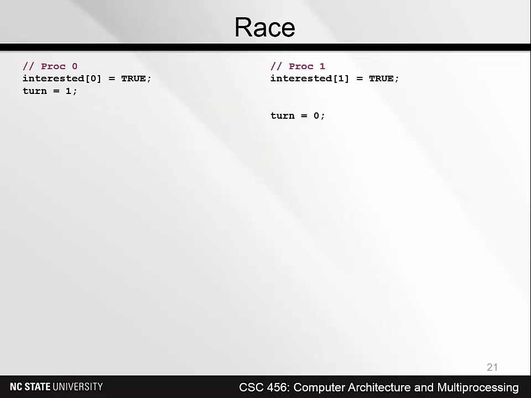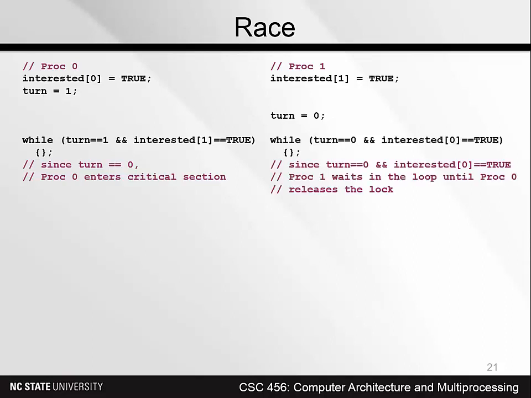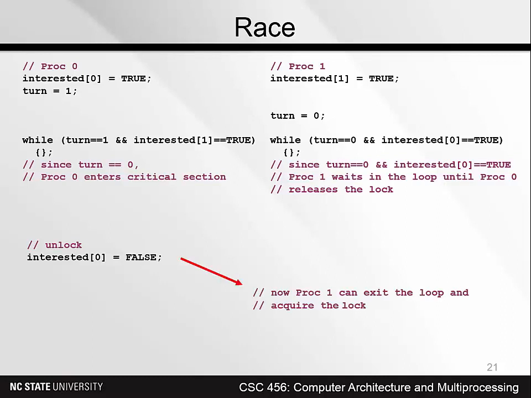In this scenario, there is a race. Both processes set their interested to true. Process 0 sets turn before process 1, so after process 1 sets it, turn equals 0. Process 0 now gets to enter the critical section, since turn is pointing to it. Process 1, however, has to wait in a loop until process 0 releases the lock. Then when process 0 does release the lock, it sets its interested variable to false, and then process 1 can acquire the lock and enter the critical section.